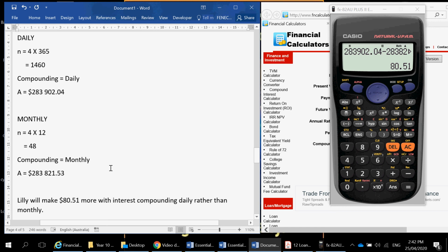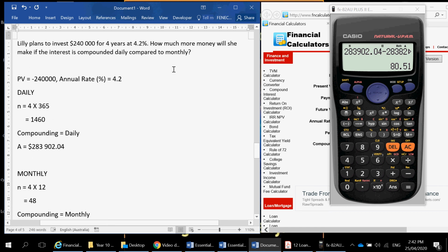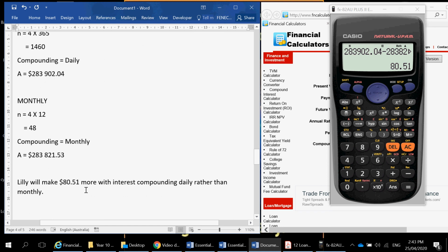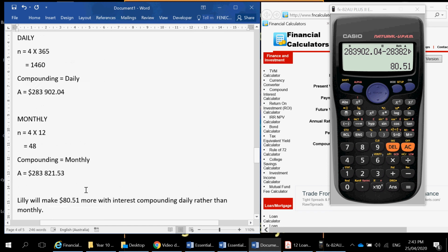There we go. So that's question 2. Make sure to answer the question at the end. It was asking, how much more money will she make if the interest is compounding daily compared to monthly? We needed to answer the question. The answer is $80.51 more.